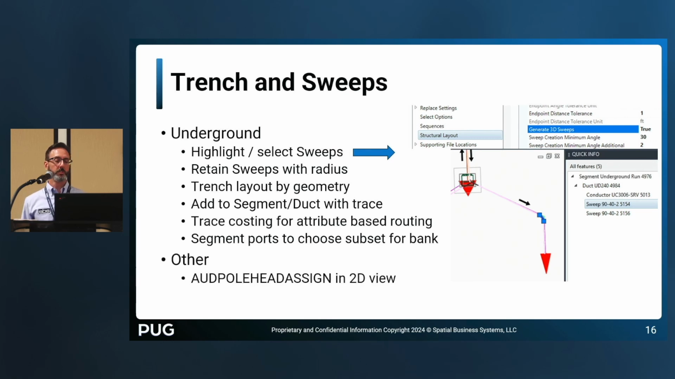Other improvements include the AUD pull head assign. Now, it's not exactly a trench and sweep underground functionality, but it is about assigning these detailed designs. This is more of an overhead reassignment. So I believe we already had this, but it could only be done in a 3D view, and now this can be done in a 2D view. So this allows reassignment of multi-phase overhead wires to pull heads.